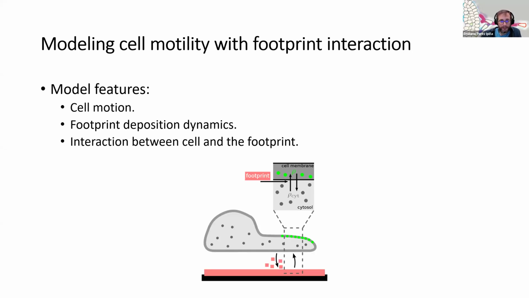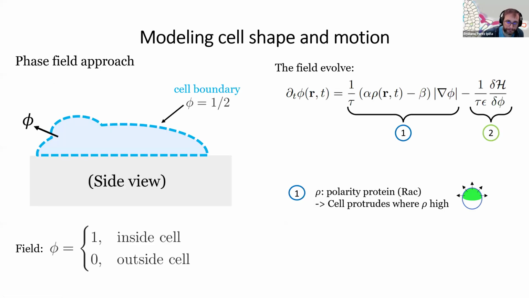So to try to address these questions, we built a model in which the cell secretes the footprint, and then the footprint is going to affect the way that the cell behaves. So this model has three components: a component that describes the cell motion, a second component that describes basically how cells fabricate and deposit this footprint over the substrate, and the last component that is going to describe how the footprint affects the cell behavior.